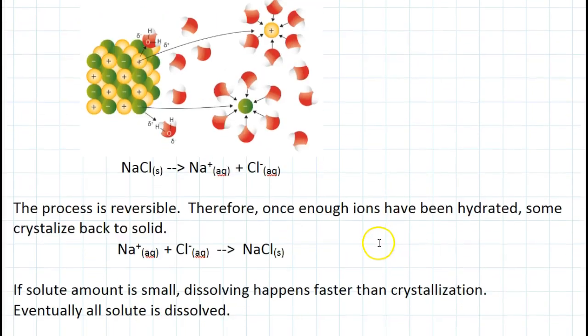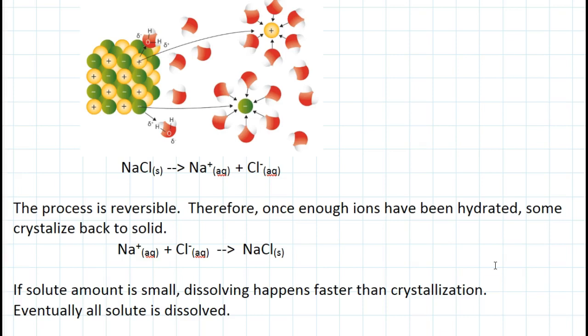Now the process is reversible, so once you get enough of these hydrated or dissolved ions, the opposite can happen. So you might have some ions being pulled off of the crystal here, and then over here on the other side you might have some ions that are being attached to the crystal. At first, when you put the salt into the water, you're going to have a lot more of the dissolving than you are the crystallization.